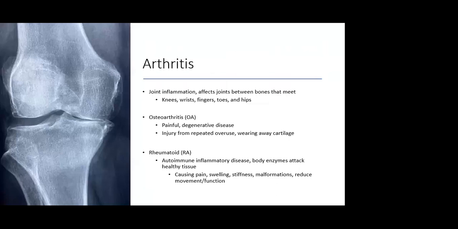Now we move on to arthritis. Arthritis is known as joint inflammation, which is a disorder that affects the joints between two bones that meet. Arthritis is a condition that can impact the joints in areas such as the knees, the wrists, the fingers, the toes, and the hips, which can cause pain, and it can make moving or staying active very difficult. The two types that we're going to talk about are osteoarthritis and rheumatoid arthritis.